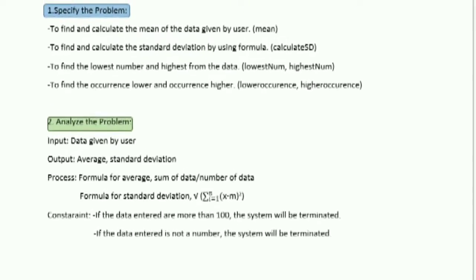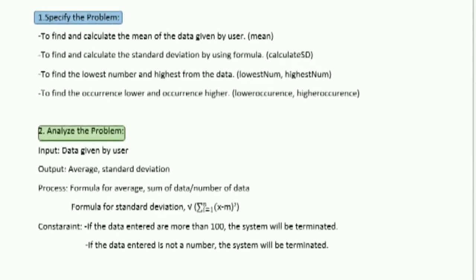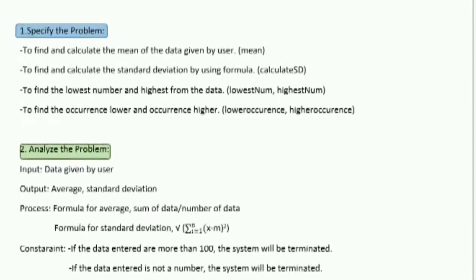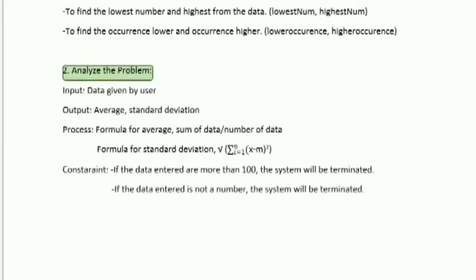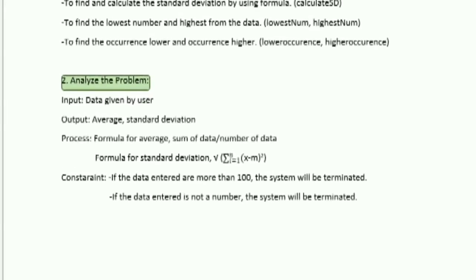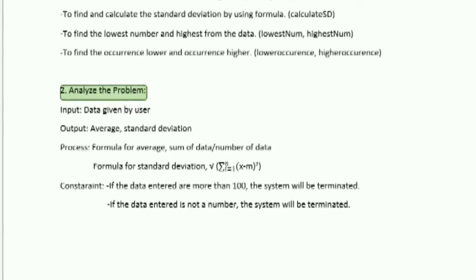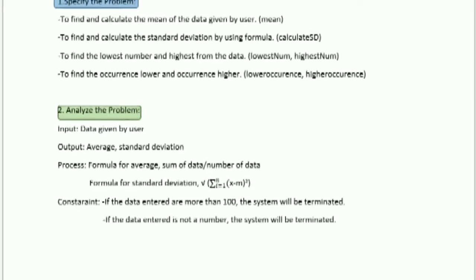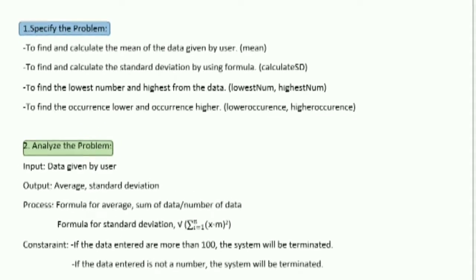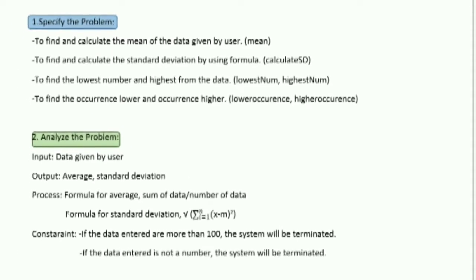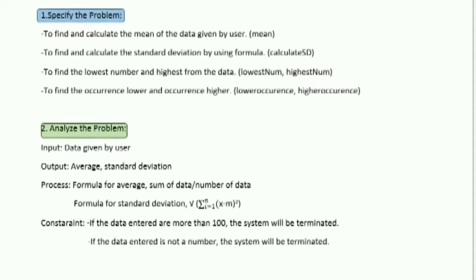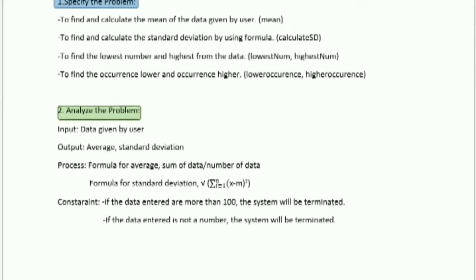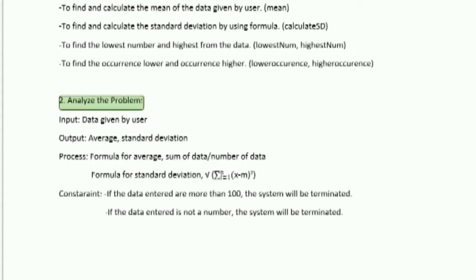The next step is analyze the problem. Firstly, the input is the data given by user. Secondly, output, the average and standard deviation. Then, the process, which is the formula for average, sum of data divided by number of data. And then, the formula for standard deviation.